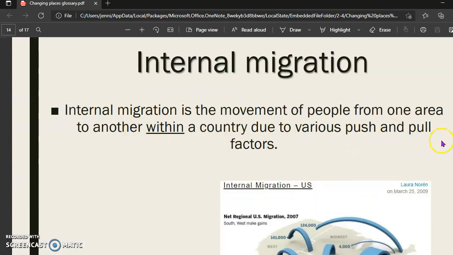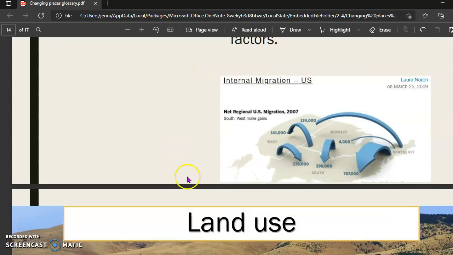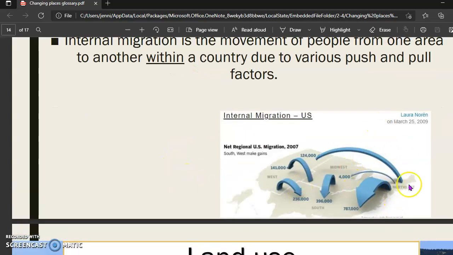Right, internal migration then. Internal migration is the movement of people from one area to another within a country, again due to various push and pull factors. So if your family was to move to Melbourne, that's internal migration. That's just a diagram there showing you internal migration in the USA. Interestingly, you've got lots of people moving from northern cities down to the south.